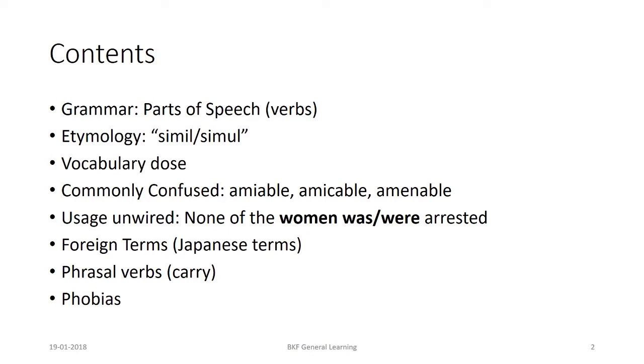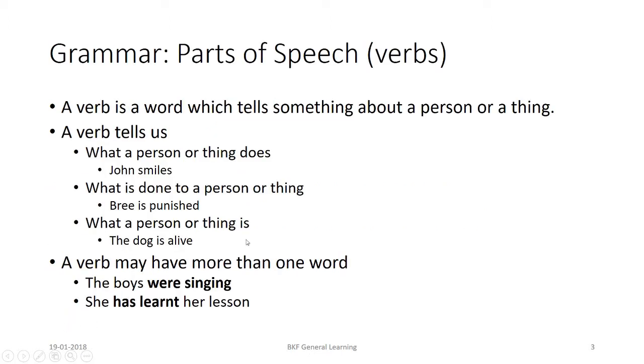These are the contents we'll see in this episode. First, we are going to discuss verbs, then we'll see the etymology of the root word simule, then we'll discuss some 10 important words, then we'll see these three commonly confused words. Then we'll see a usage, which of these is correct. Then we'll see some Japanese based foreign terms, then we'll see carry as a phrasal verb, then we are going to learn some more phobias. So let's start.